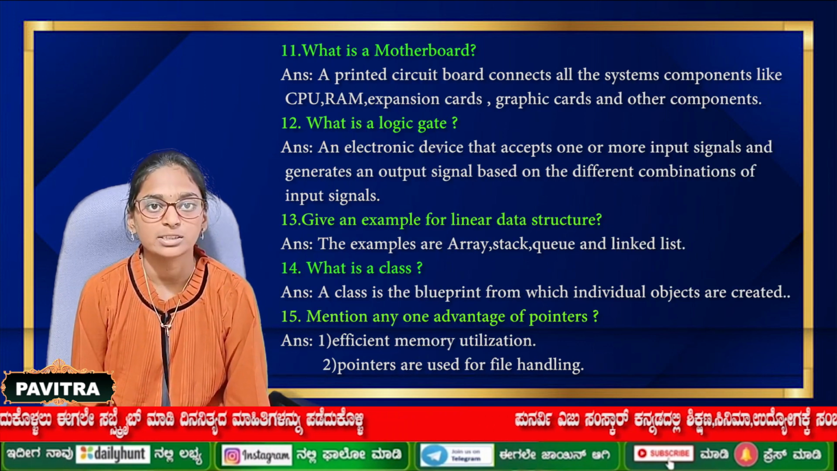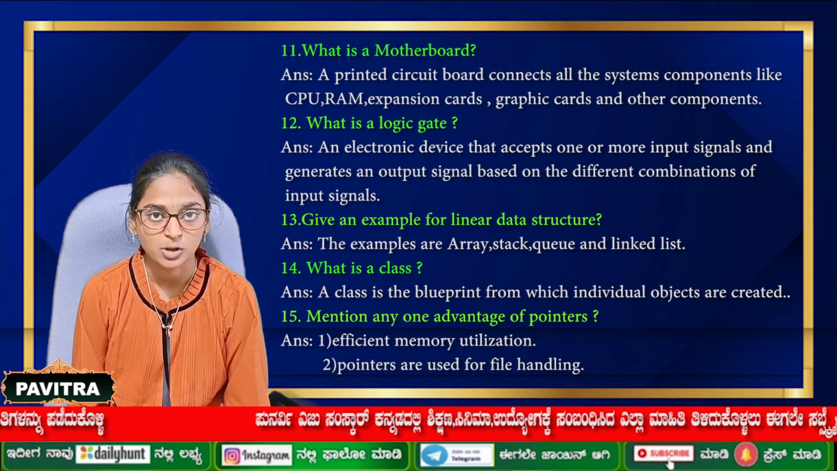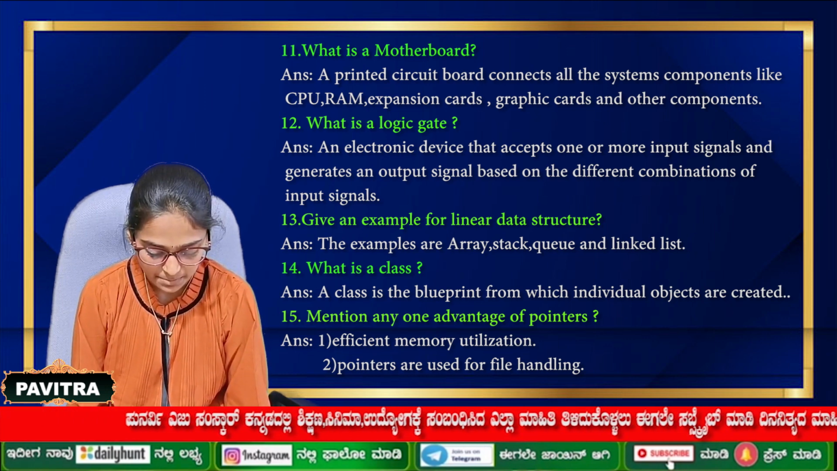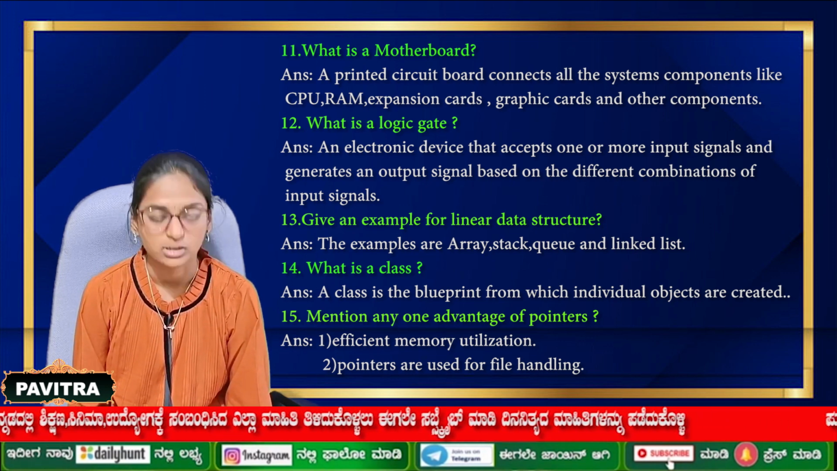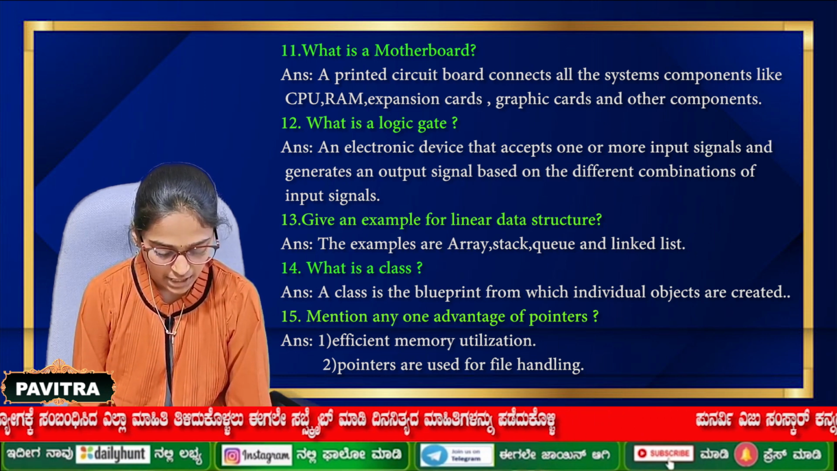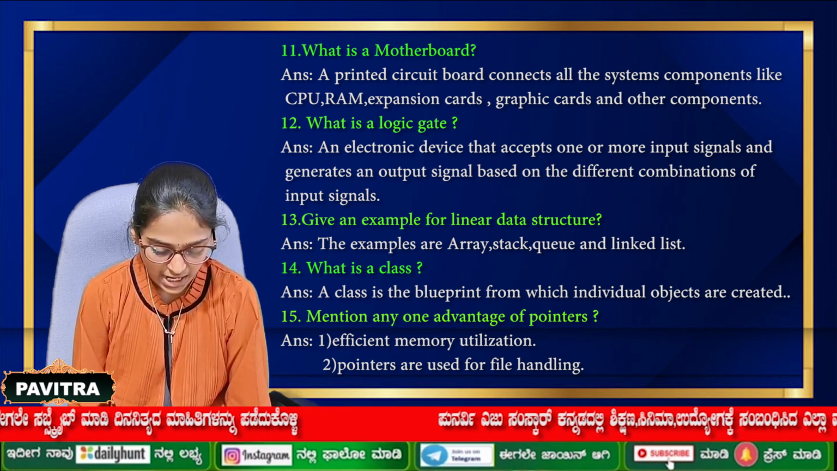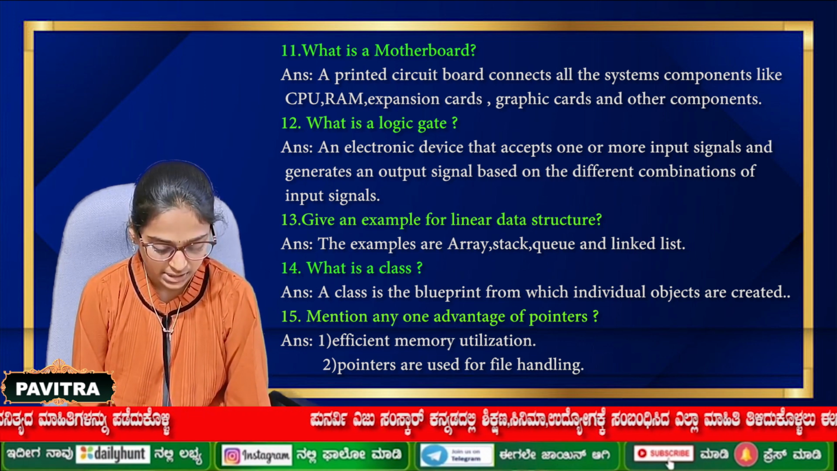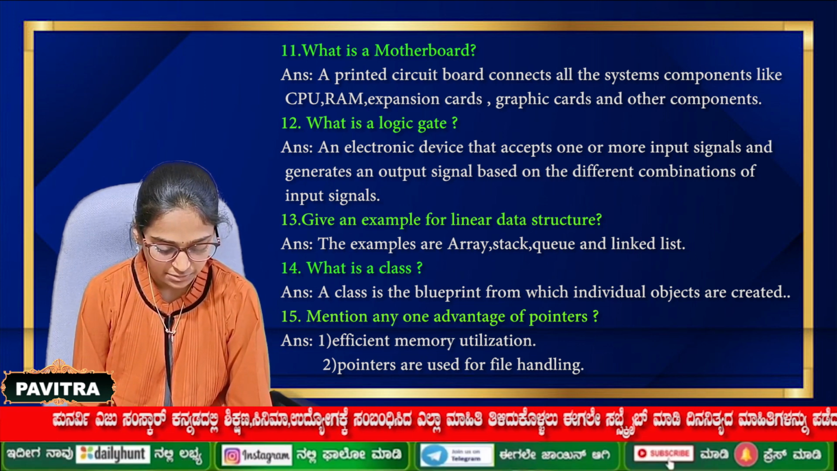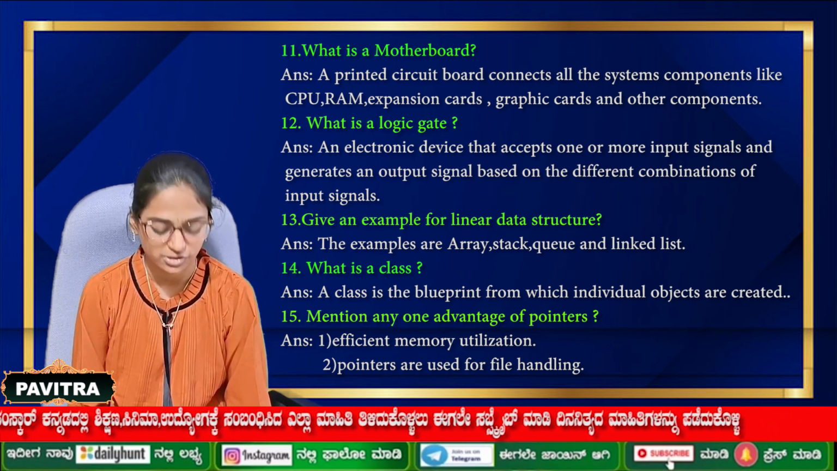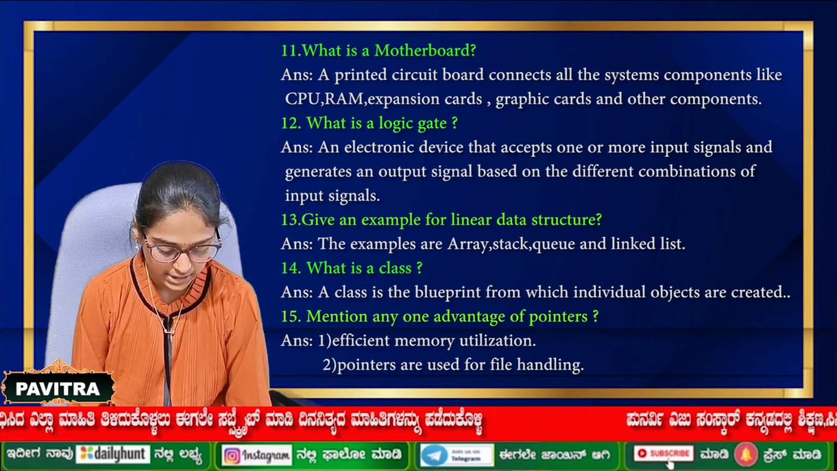11th question, what is a motherboard? A printed circuit board that connects all system components like CPU, RAM, expansion cards, graphic cards and other components. 12th question, what is a logic gate? An electronic device that accepts one or more input signals and generates an output signal based on different combinations of input signals. 13th one, give an example for a linear data structure. Answer, the examples are array, stack, queue and linked list.